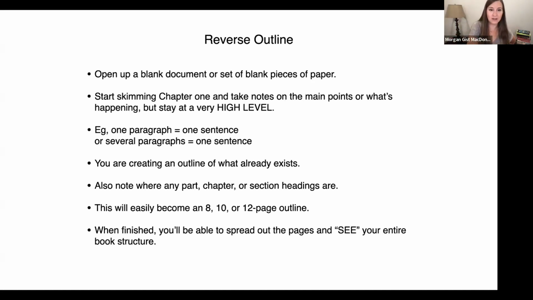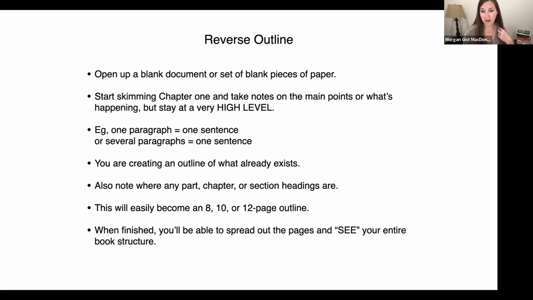You're creating an outline of what already exists, right? So instead of outlining and then writing, we're just doing the exact inversion of that. We're outlining what's already been written. Put yourself back in 10th grade English when we had to do this all the time as students, right? We were reading a book that was assigned to us in English class and we're taking notes on it. It's the same process.